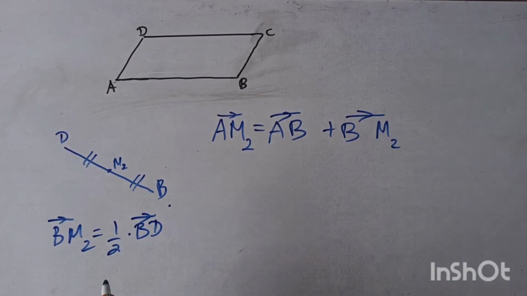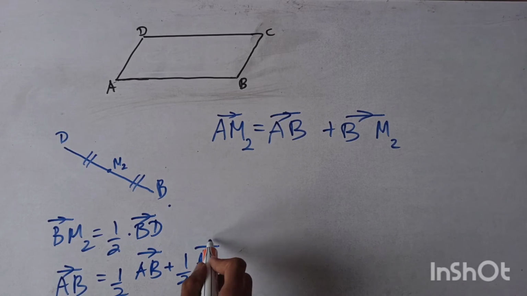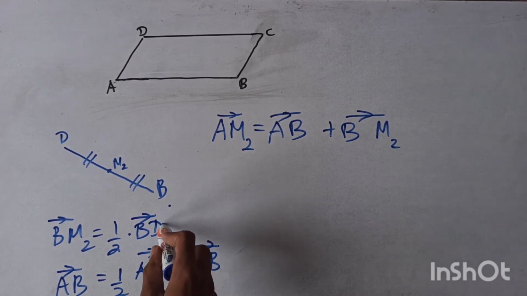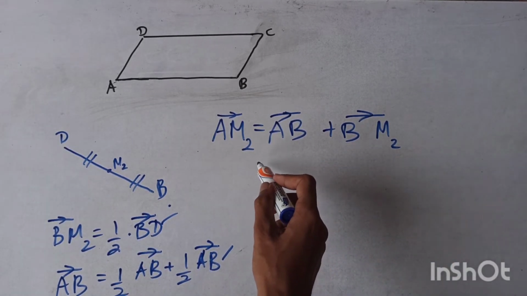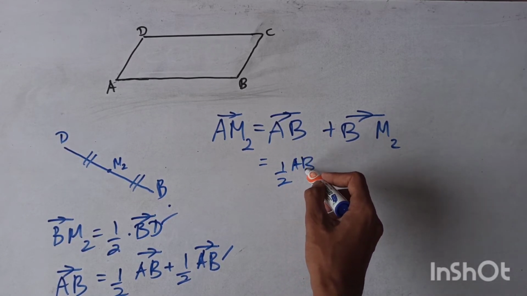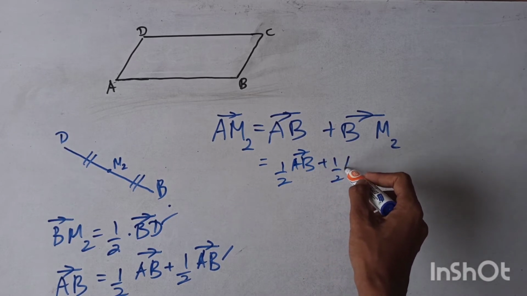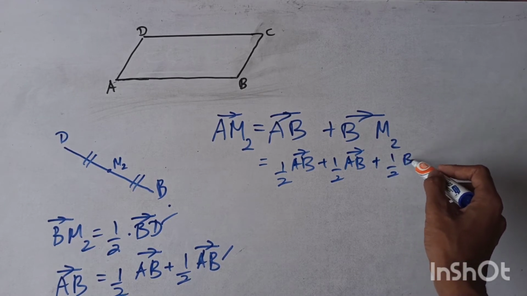Also, we can notice vector AB as sum of half times vector AB plus half times vector AB. Now we are going to use these two data in this equation. Half times vector AB plus half times vector AB plus half times vector BD.